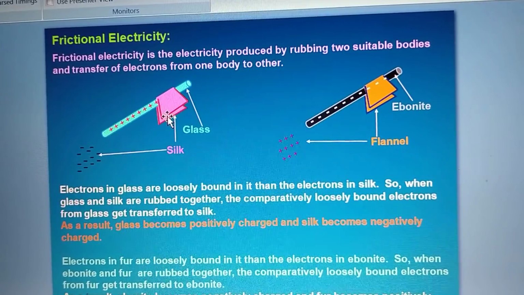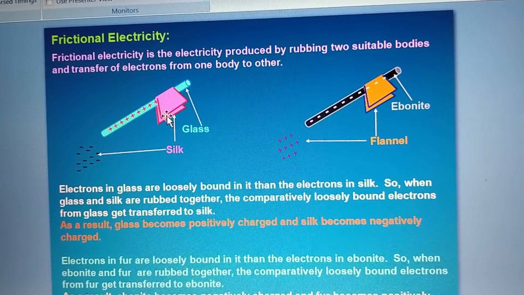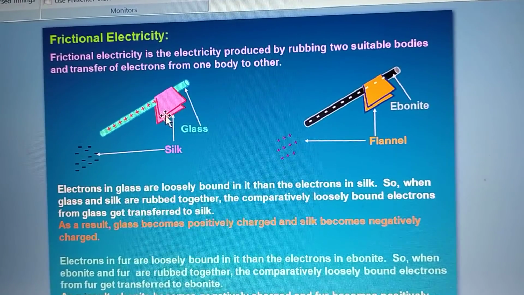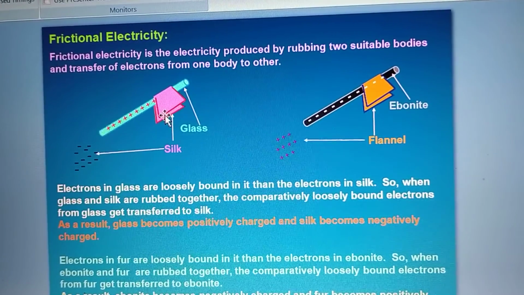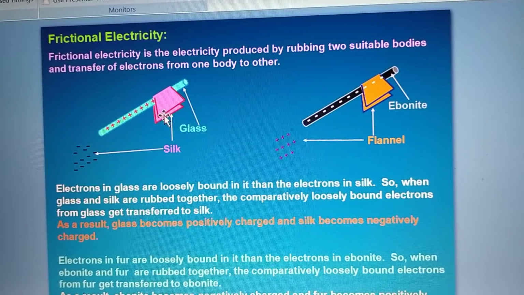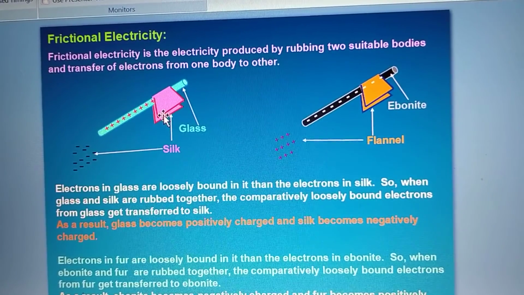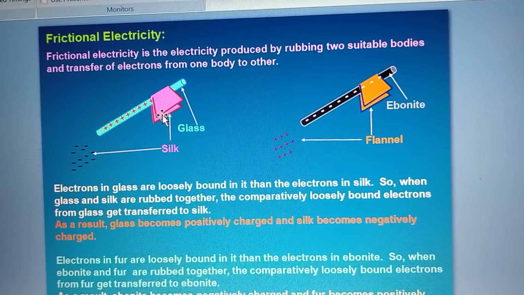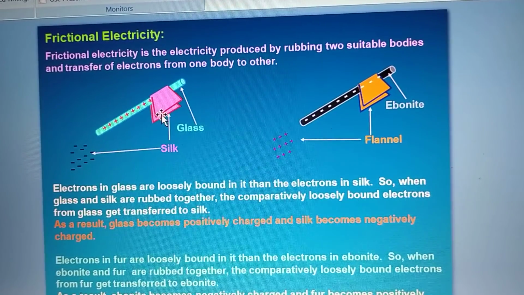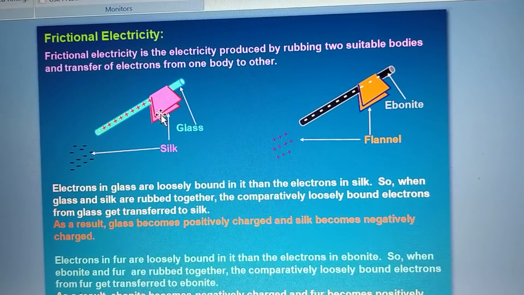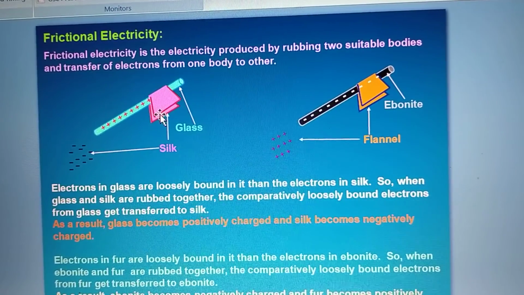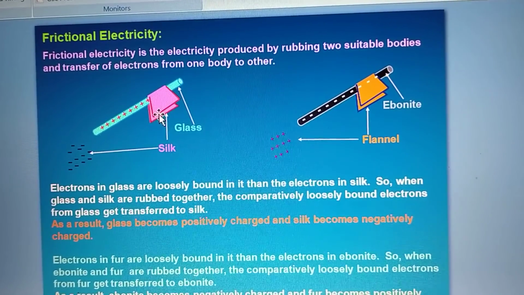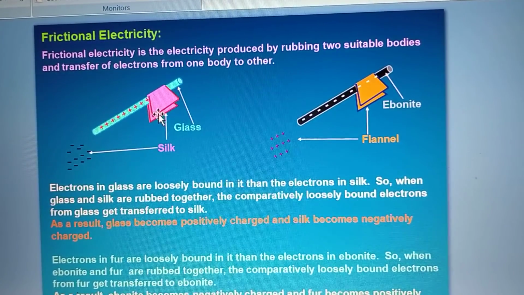When we are rubbing any two objects, what are we doing? The work which we do in the process of rubbing converts into heat energy. When the electrons take this heat energy, which is sufficient to eject the electron, then the electrons transit from one object to the other object.